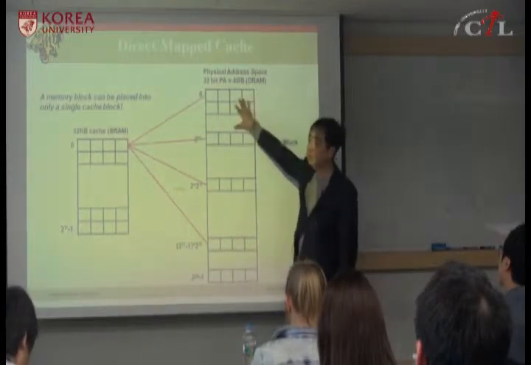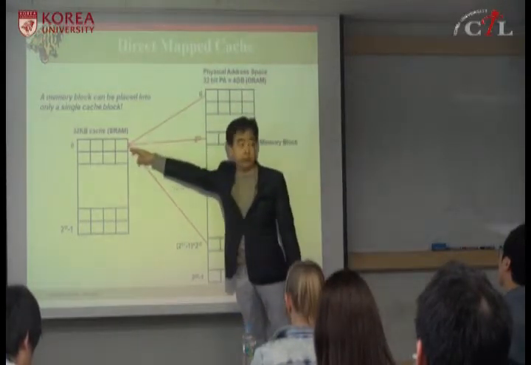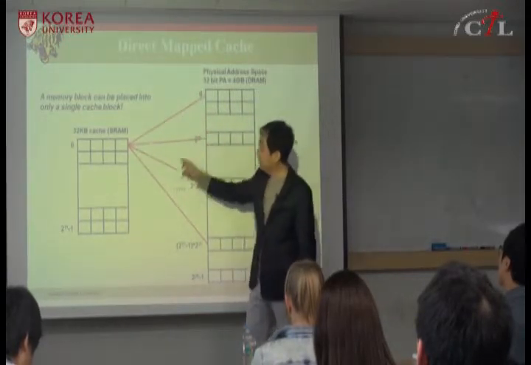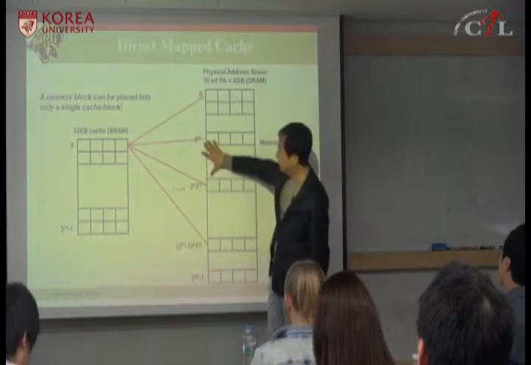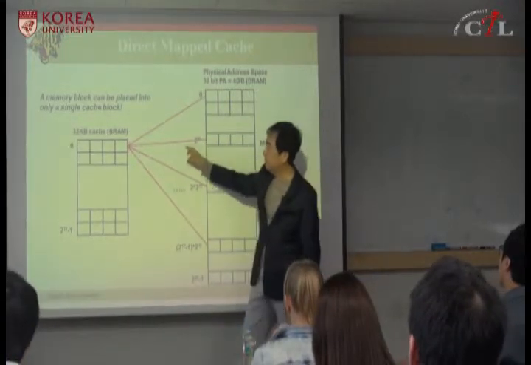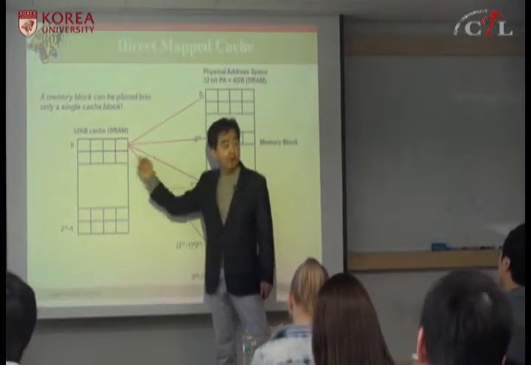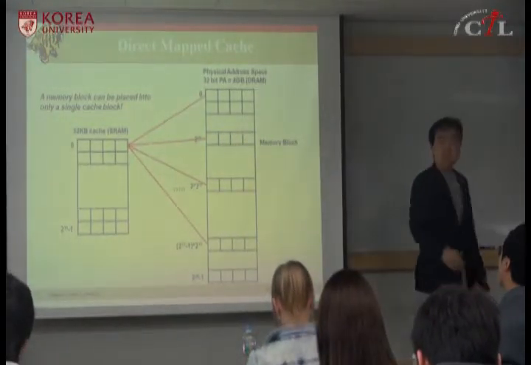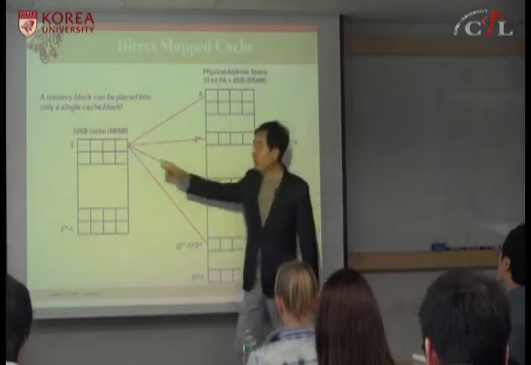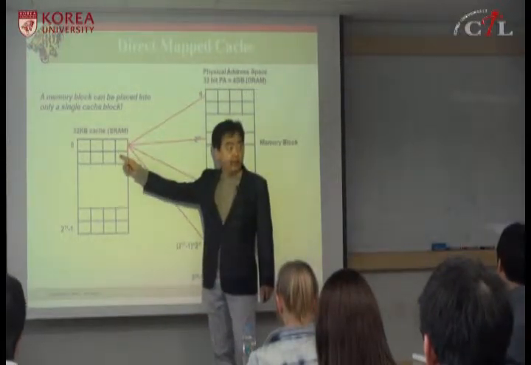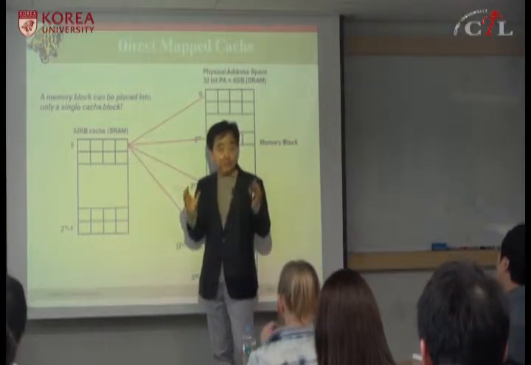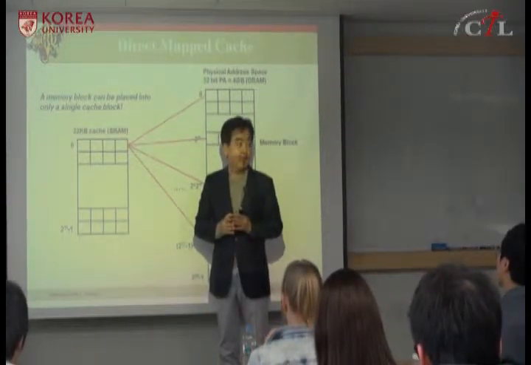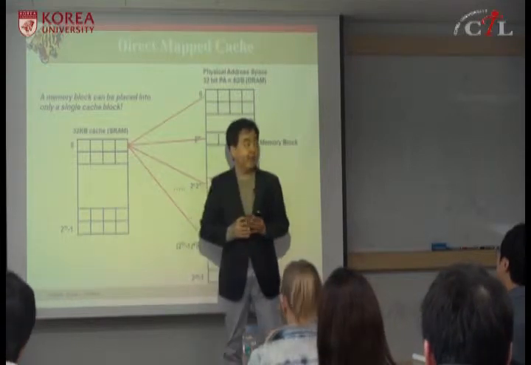In the first 2048, the first block is mapped to the first cache block. The second block is mapped to the second cache block. The last block is mapped to the last block. And in the second 2048, the first block is mapped to the first block, the second block is mapped to the second block, and so on. Then, for each memory block, there is only one location it can be placed in. So you are limiting yourself to only one cache block, okay? This is called direct mapped cache.